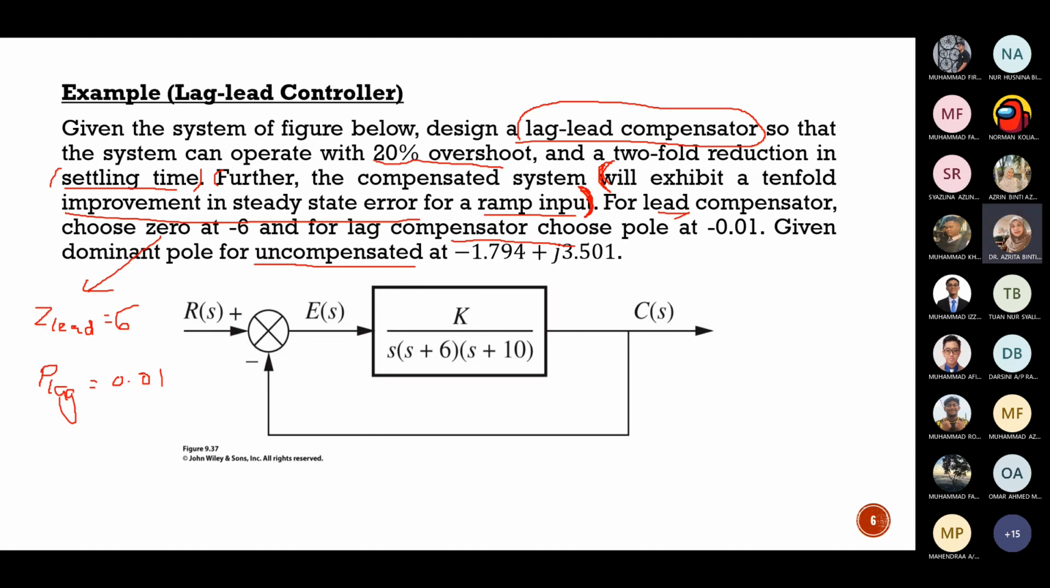The first step is to design the lead compensator. If you remember, to start designing the lead compensator, we need to know the ST compensated. So how do we find the ST compensated? We write the general equation for ST. Any dominant pole is given by minus zeta omega n plus j omega D.